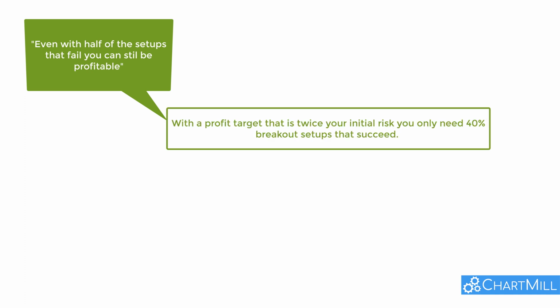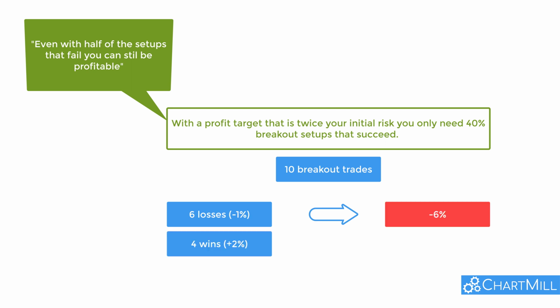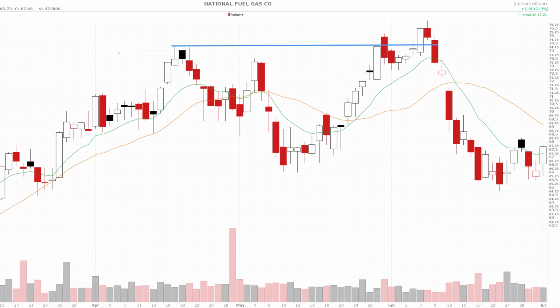For example, did you know that with a profit target that is twice as large as your risk, you only need to be correct in 40% of the cases to be consistently profitable? Take 10 breakout trades. 6 trades closed with a loss of -1%, so that equals -6%. And 4 trades closed with a profit of 2%, which equals +8%. So the difference, 2%, is your profit.